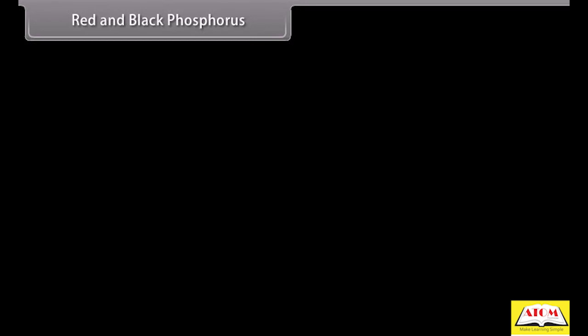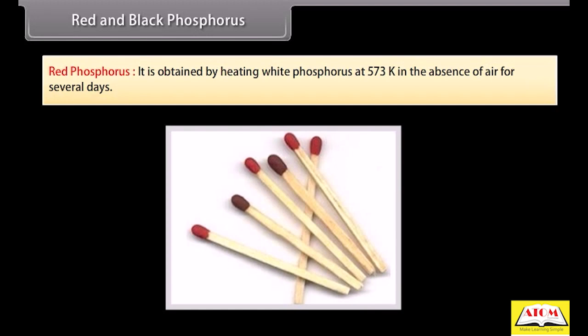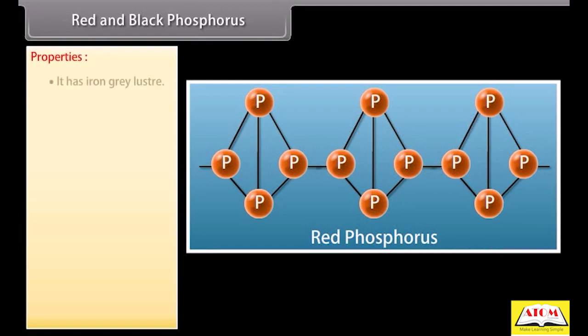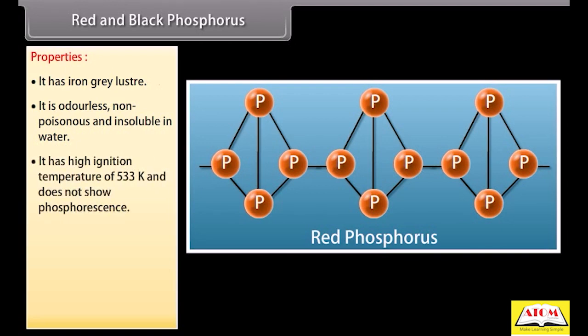Red and black phosphorus. Red phosphorus. It is obtained by heating white phosphorus at 573 Kelvin in the absence of air for several days. Properties. It has an iron-grey luster. It is odorless, non-poisonous and insoluble in water. It has a high ignition temperature of 533 Kelvin and does not show phosphorescence. Chemically, it is much less reactive than white phosphorus.